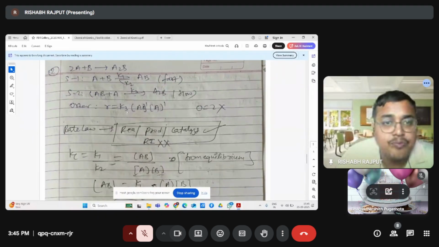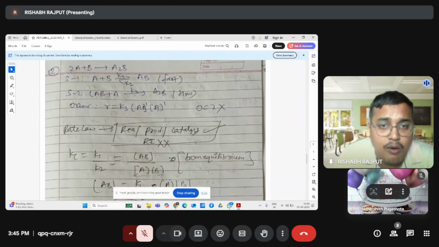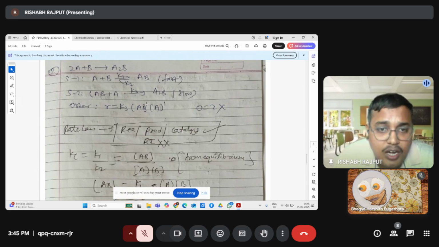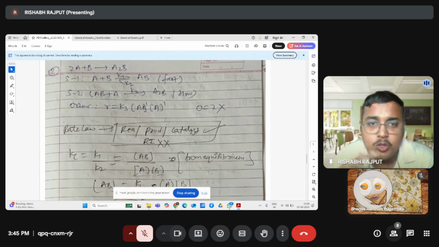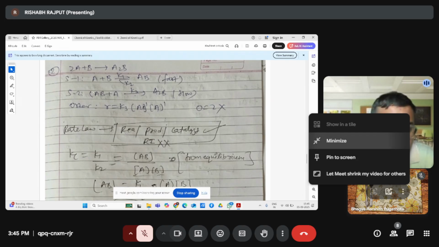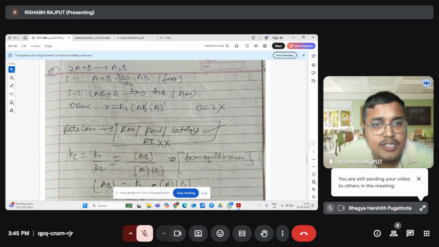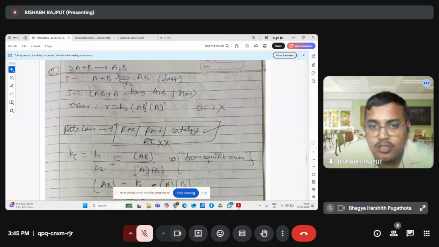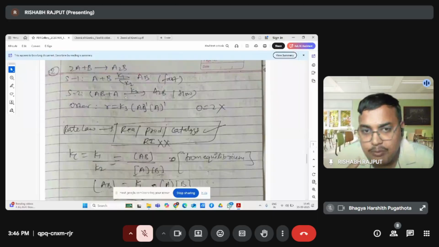Please see here: R equal to K3 into AB power 1 into A power 1. AB can't be written in the rate law, so you have to remove AB here. So how can you remove AB? Please understand here also: the AB coefficient is 1 and the A power is 1, which would mean the order value is 2, but that is not right. For this reaction, the order value is not 2.